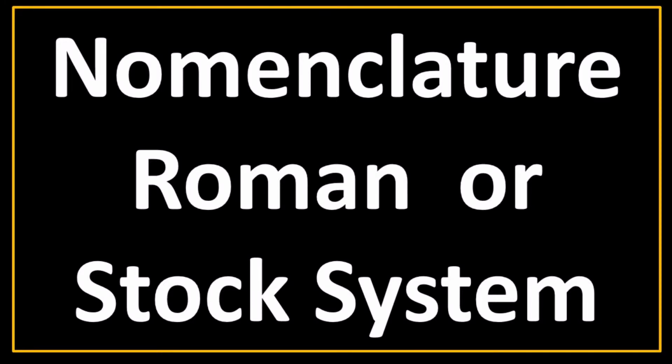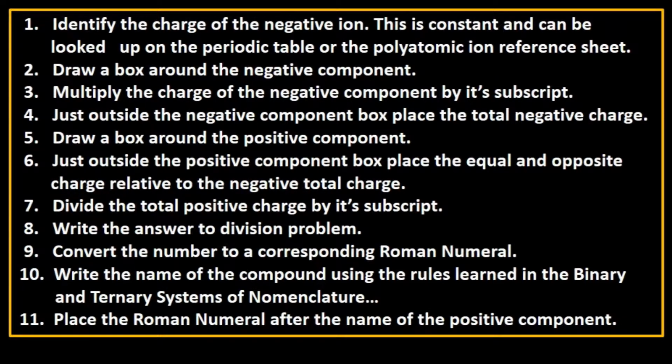Hello and welcome to Nomenclature, Roman or Stock system. This is the third system of nomenclature after binary and ternary. We still have two left: Greek and acid nomenclature. You may consider polyatomic ion nomenclature as one of the classes, but in either case, Greek and acid are left after this. Let's begin by identifying the 11 steps to name a chemical formula given the Roman system.